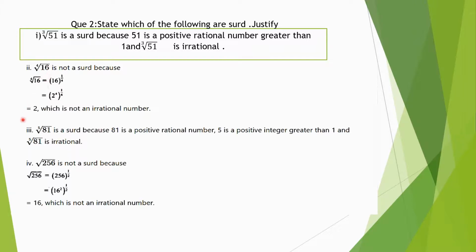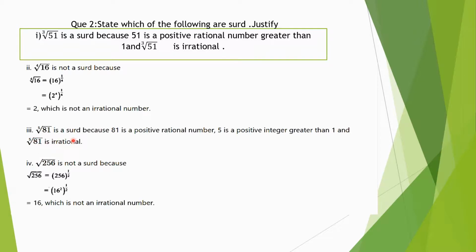Third question, fifth root of 18. It is a surd because 18 is a positive rational number, 5 is a positive integer greater than 1 and fifth root of 18 is irrational.